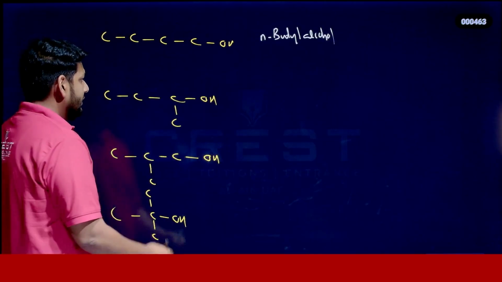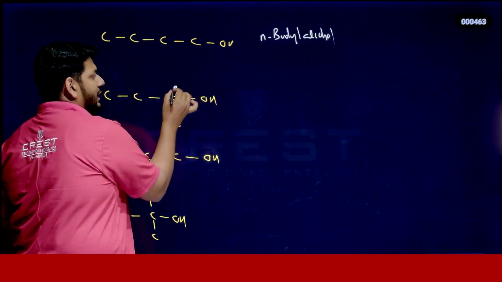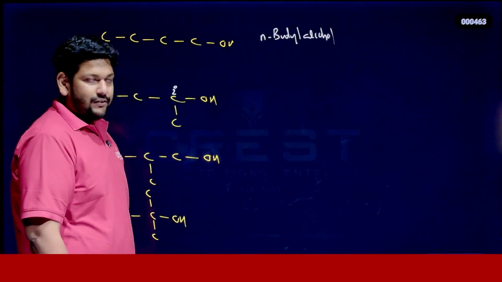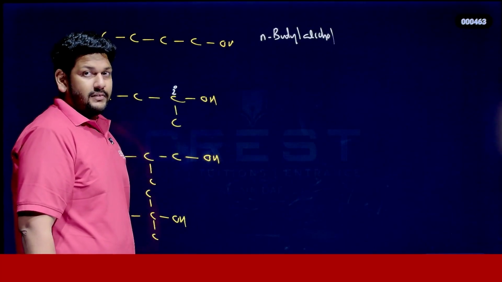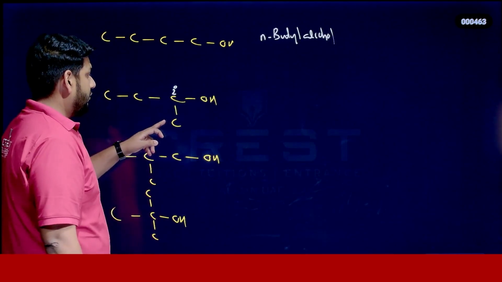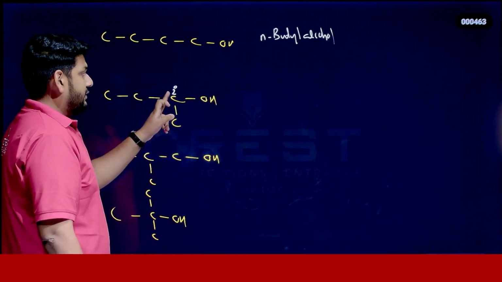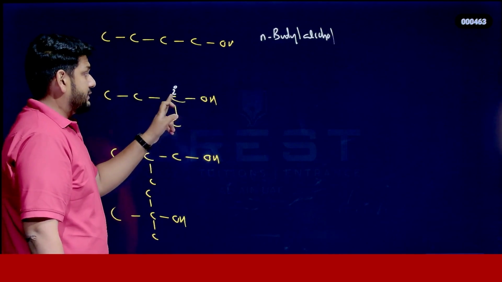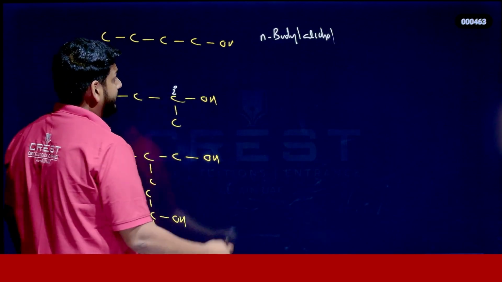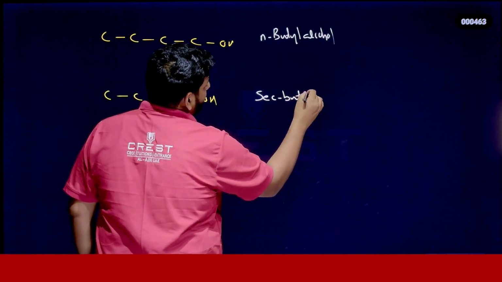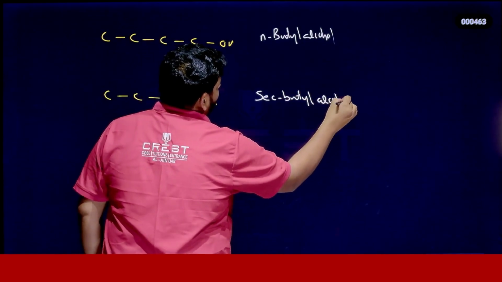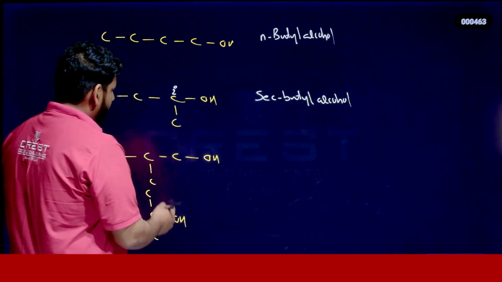Look here, this carbon is a secondary carbon, right? Exactly, it's a secondary carbon. The OH group is attached to the secondary carbon. Here we have a total of four carbons, but the OH group is attached to a secondary carbon, so you can call it secondary butyl alcohol, sec-butyl alcohol. Is that clear?